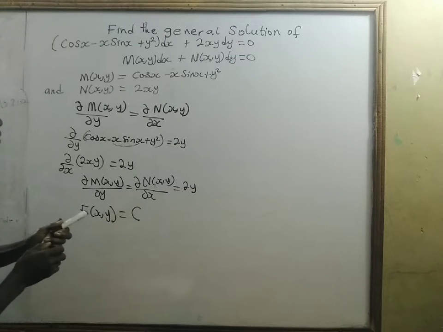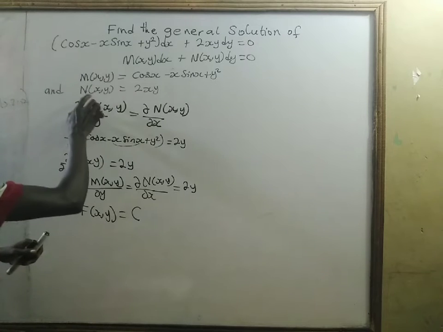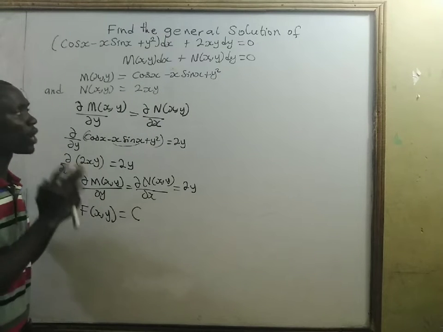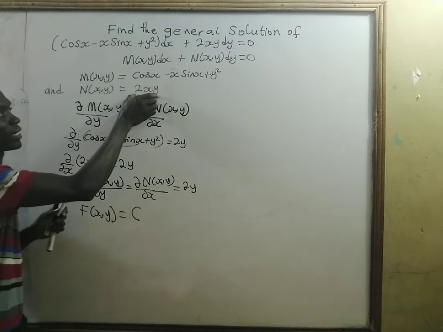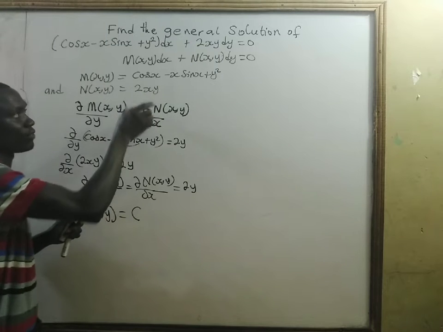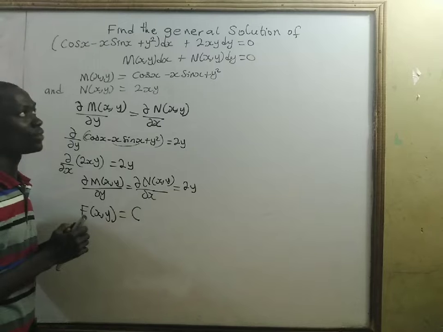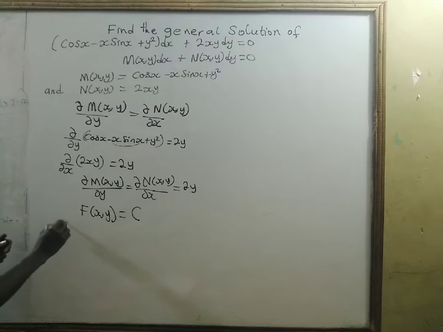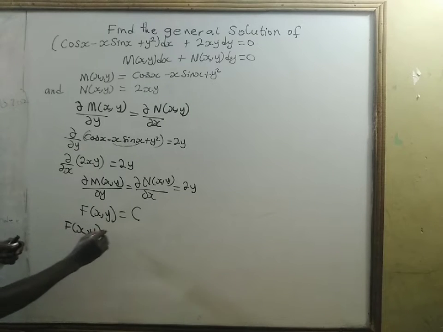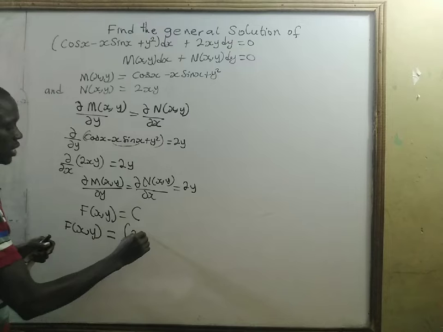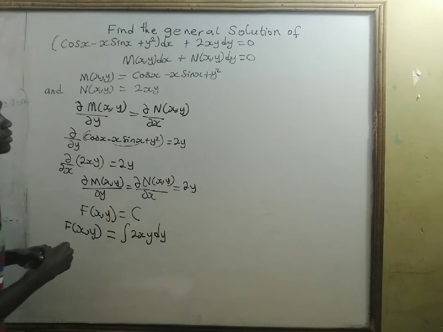Now, in order to continue, look at M(x,y) and N(x,y). Which of them is easier for us to integrate? You see that this one is easier to integrate than this one. So we just take this one and integrate using this path. We take f(x,y) equal to the integral of 2xy dy.